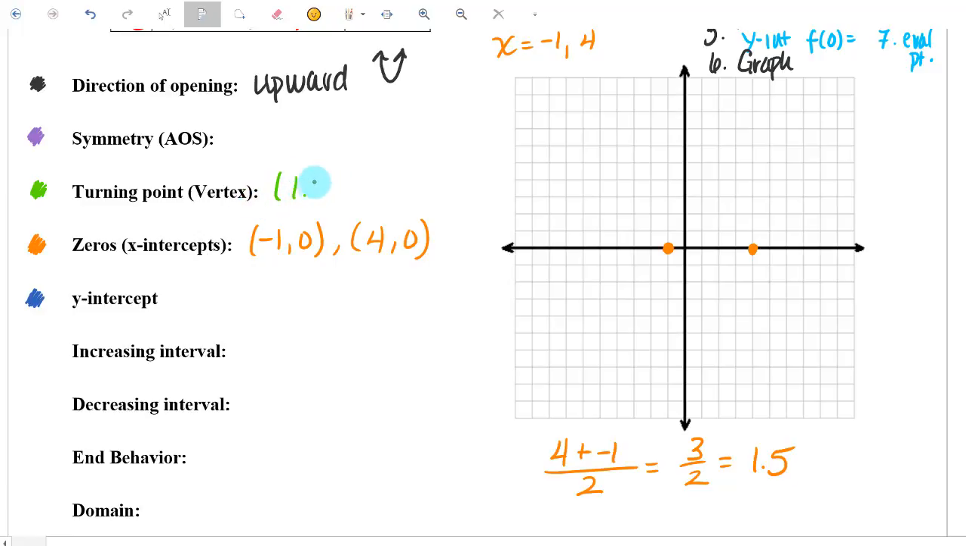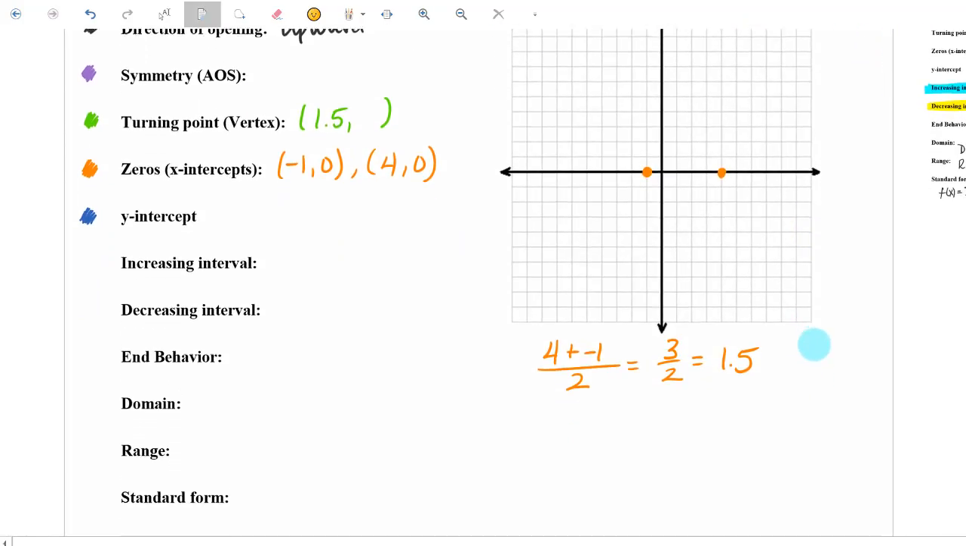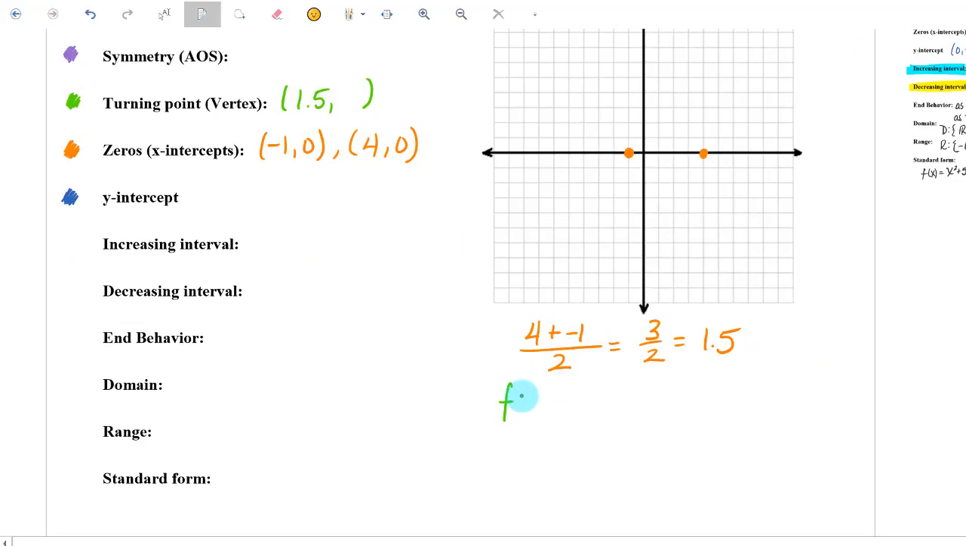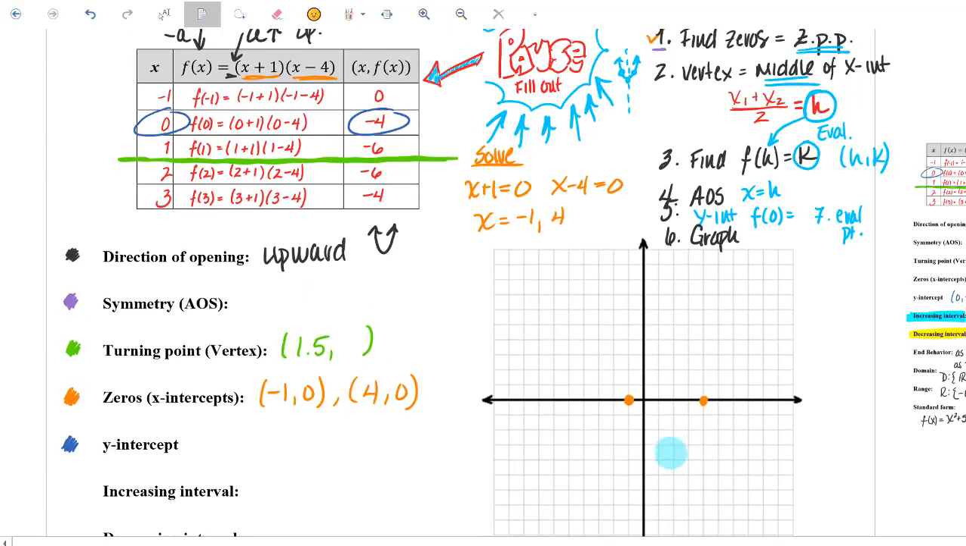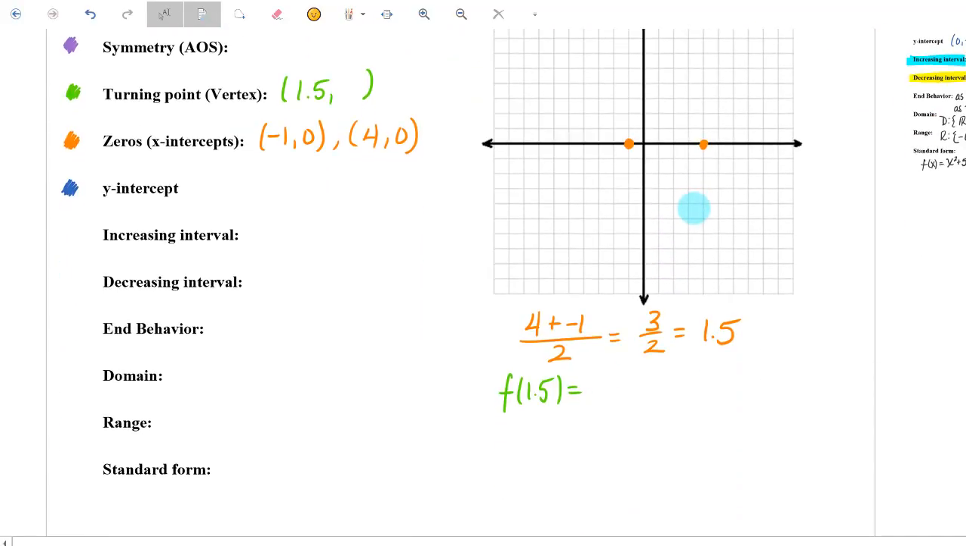1.5. Now we've got to go back and find that y value, which is what we're going to do next. So to find that point, we're going to evaluate the function at 1.5 because it's going to tell us what y value would coordinate with it, and that'll give us our vertex. So we're going to plug that in. Our function then should be x plus 1, x minus 4.